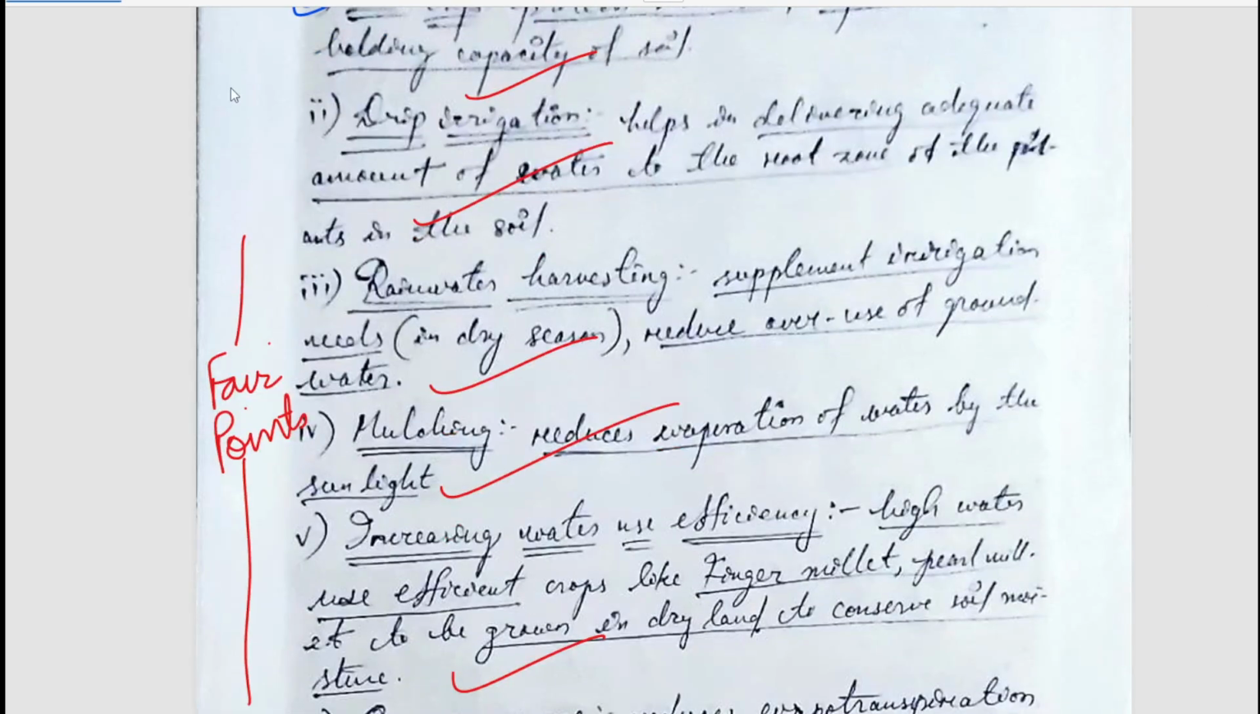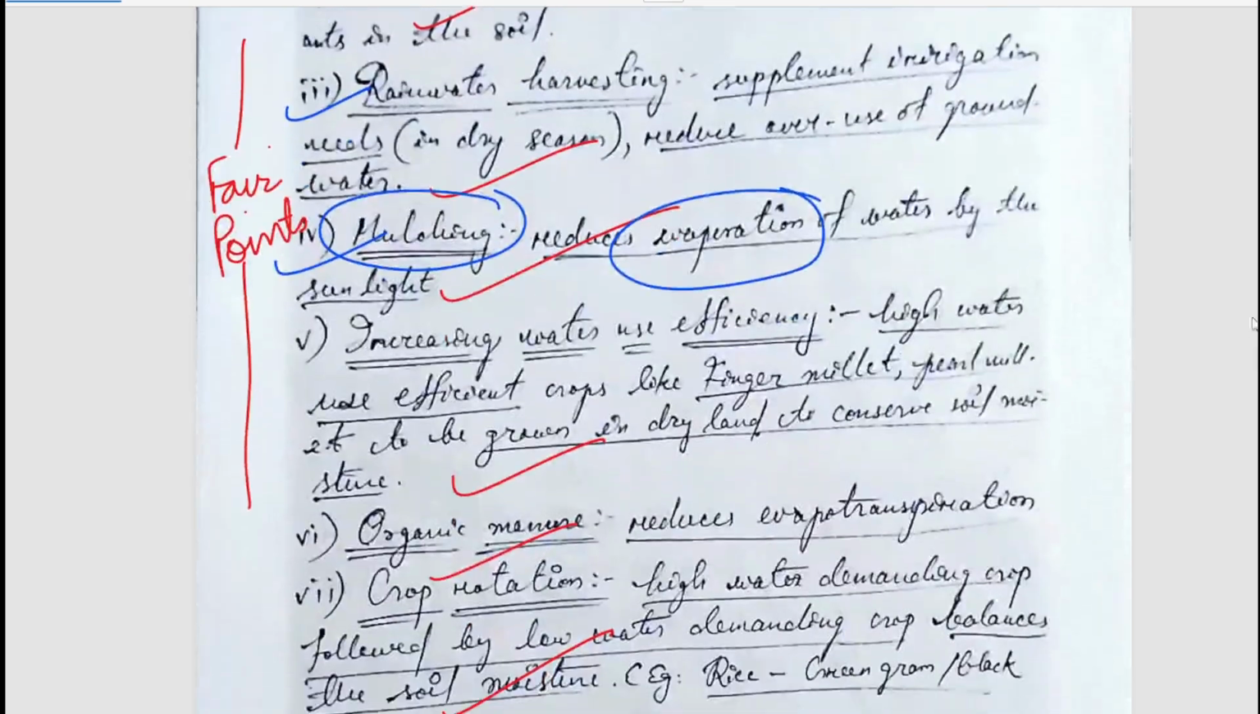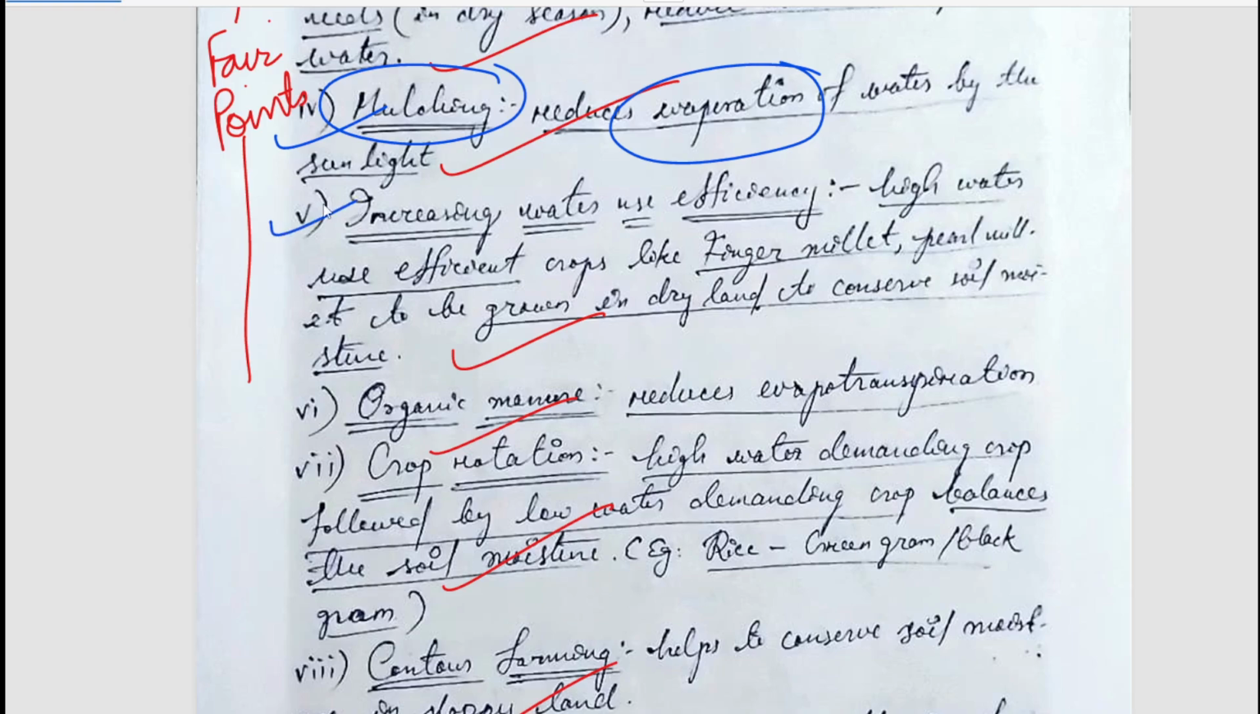Drip irrigation could be practiced. Then water harvesting could be done. Mulching is a very good practice, that is, covering the soil with some mulch, either biological mulch, some plants, or physical mulch such as plastic mulch or paper mulch, to reduce evaporation losses. We also need to increase water use efficiency. Organic manures could be used.